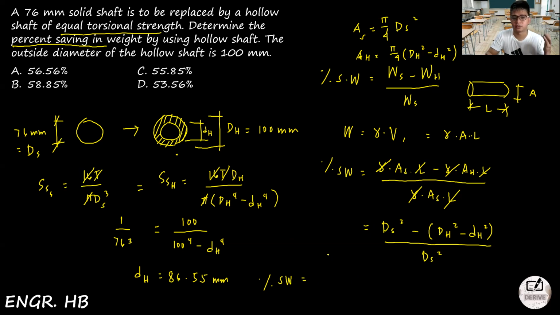So our percent saving in weight will become ds squared malaki ay sa solid, which is 76 squared minus dh squared ng hollow, which is 100 squared minus dh na maliit, which is 86.55 squared, divided by 76 squared. So the equivalent is 76 squared minus parenthesis 100 squared minus 86.55 squared divided by 76 squared. So overall, the percent saving in weight is 0.5656 times mo lang 100%. So that will become 56.56%.